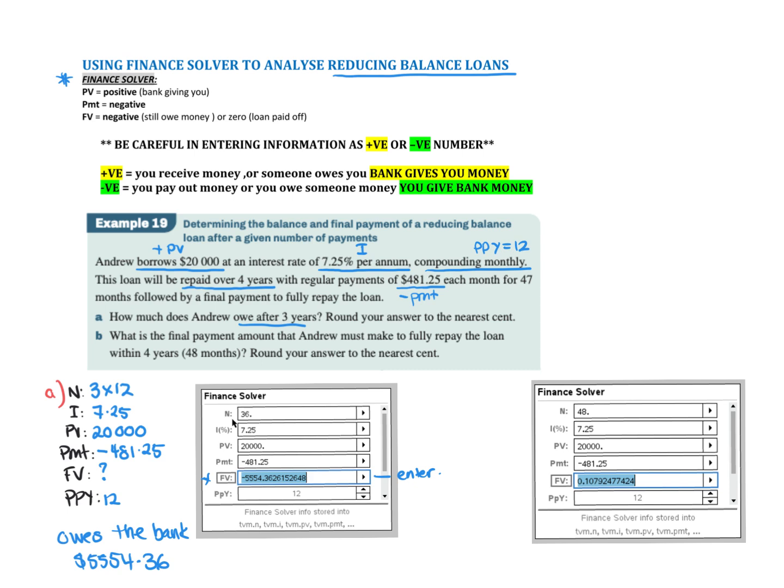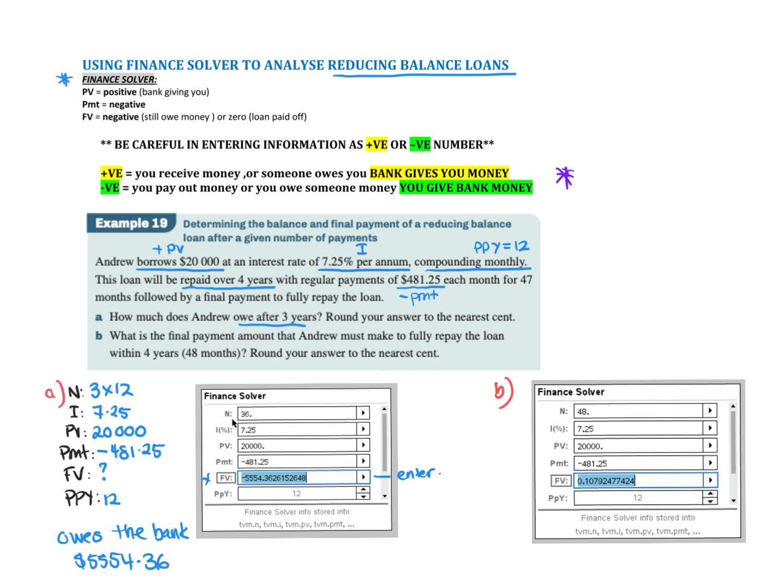You need to also, you write your finance solver, but then make a statement of what he owes. Okay, so then in question B, it says, what is the final amount? So the final amount that Andrew must pay to fully repay the loan within 4 years, which they helped you out there with 48 months, round to the nearest cent. So what I want you to write, and this is because this is your notes booklet, I really want you to write that here.